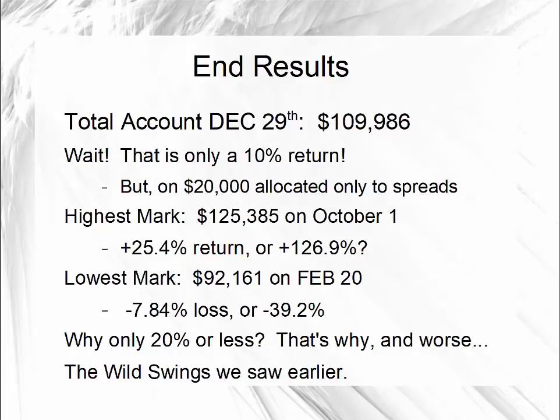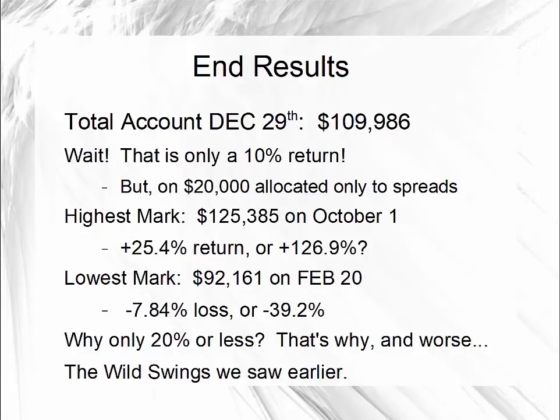So why would we only use 20% of our portfolio in spread positions? Well, it's because of this. If I had allocated the full $100,000 at one point, I would have been down to $60,000 or less because of improper position sizing on February 20th. Now, sure, I would have had a much higher return on October 1st. But remember the wild swings we saw earlier if you were only looking for a 70 or 75% probability. We saw steep declines of 87%. You only have $13,000 left to invest in spreads.